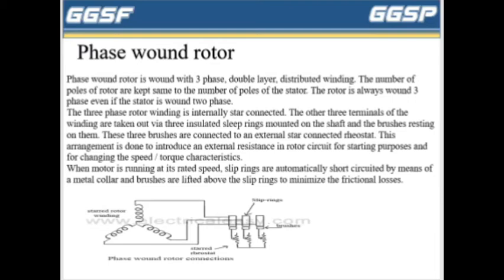This arrangement is done to introduce an external resistance in the rotor circuit for starting purposes and for changing the speed-torque characteristics. When the motor is running at its rated speed, the slip rings are automatically short-circuited by means of a metal collar, and the brushes are lifted above the slip rings to minimize frictional losses.